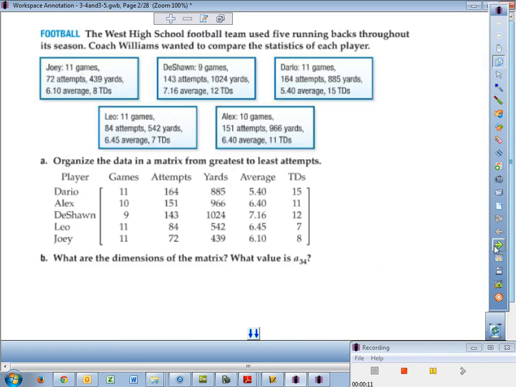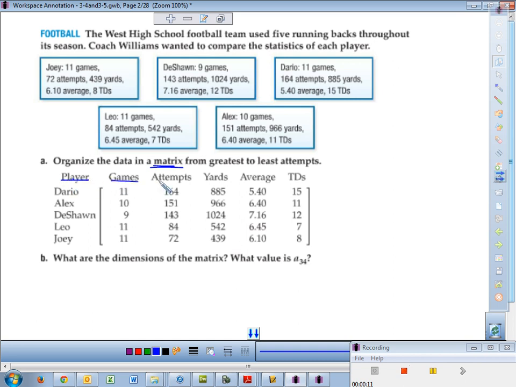Next, here's what they can do with that. They can organize information. So here's a bunch of stuff about West High School football team and their 5 running backs throughout the season. The coach wanted to compare their stats, so they made up a matrix for them. You got Joey doing all this, Deshaun doing all this, and etc. It says organize the data in a matrix from greatest to least attempts. So do you see how they made these different little categories? You got a player, number of games, attempts, yards, average, and TDs. That's all the information that the coach had for stats. They made these columns out of those and these rows, and you see how they organized the attempts from greatest to least also right there.